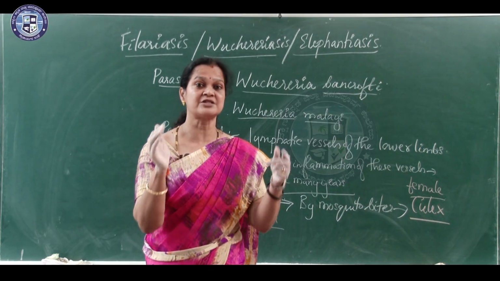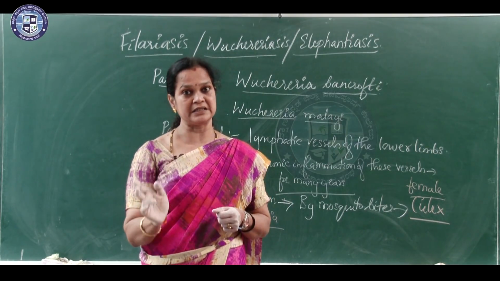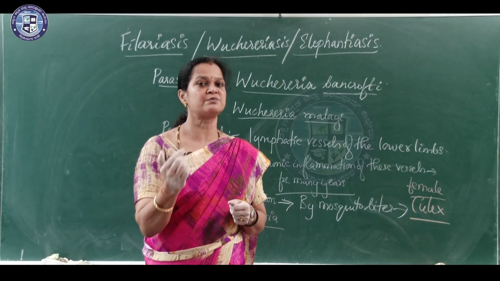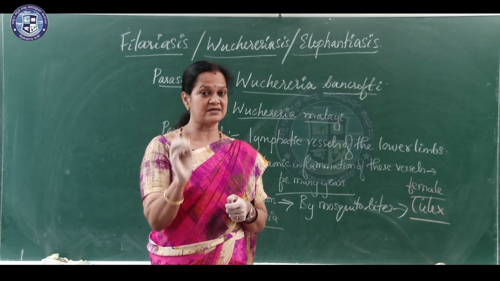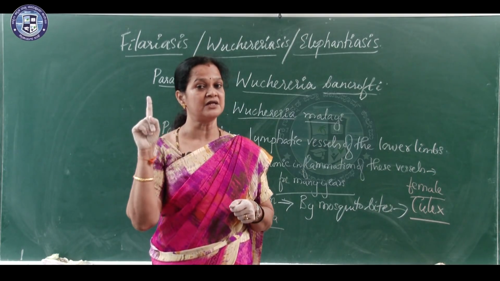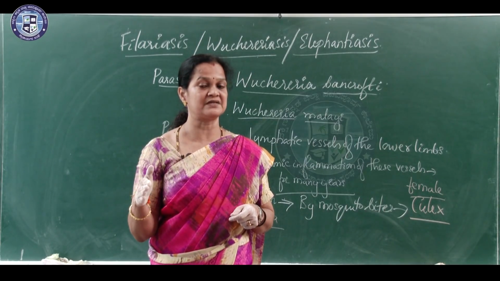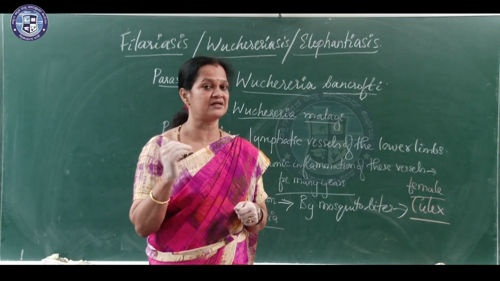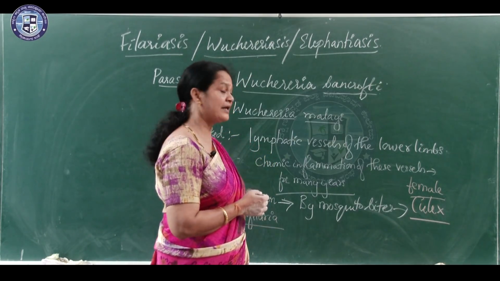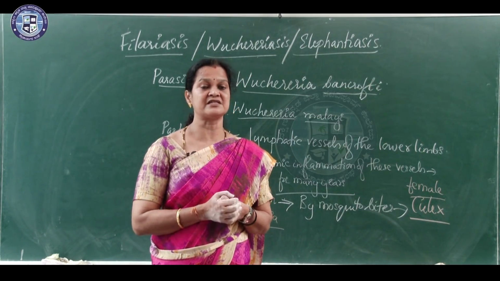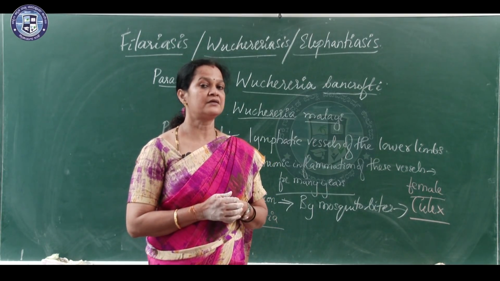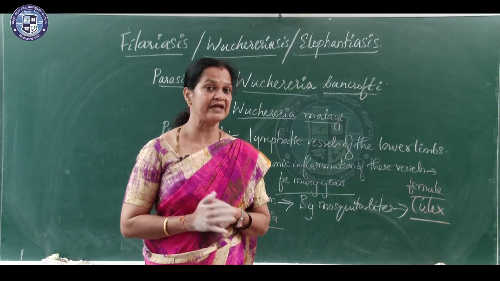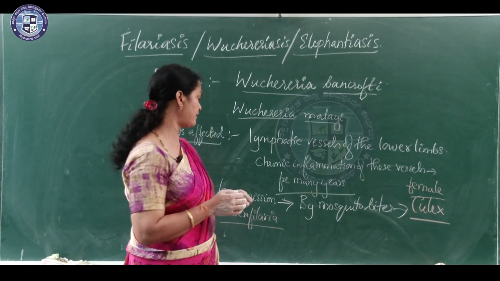It is prevalent in the tropical region, same as the malarial parasite. The malarial parasite also has to synchronize with the mosquito activity, which is almost late in the evening. Here in filariasis or elephantiasis, usually the lower limbs will be affected.